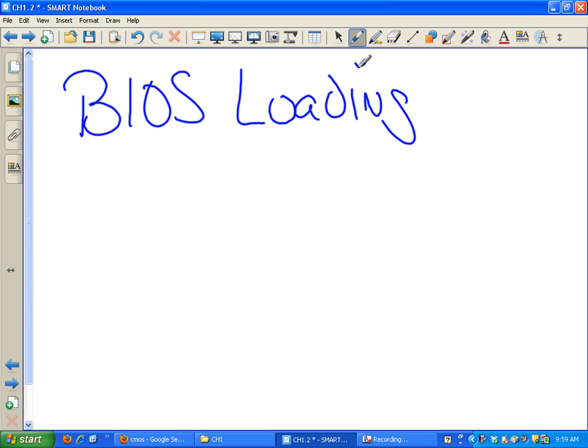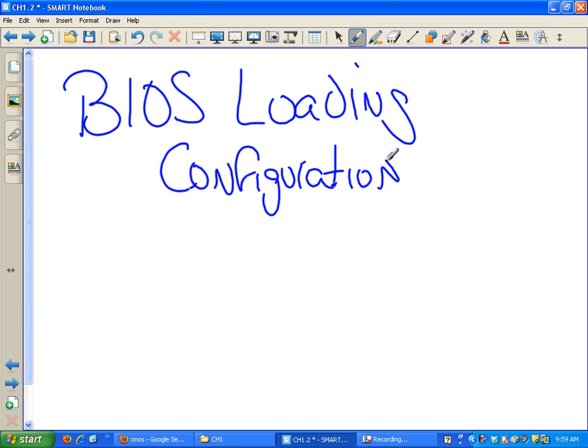And it loads the configuration of this PC. Now, when I turn on the PC, initially this computer is like a person with amnesia. It's forgotten everything. It doesn't know who it is and what it's got in it. And the power on self-test says, okay, who's here? I don't remember. And it looks and sees what's there. Then it loads the configuration.